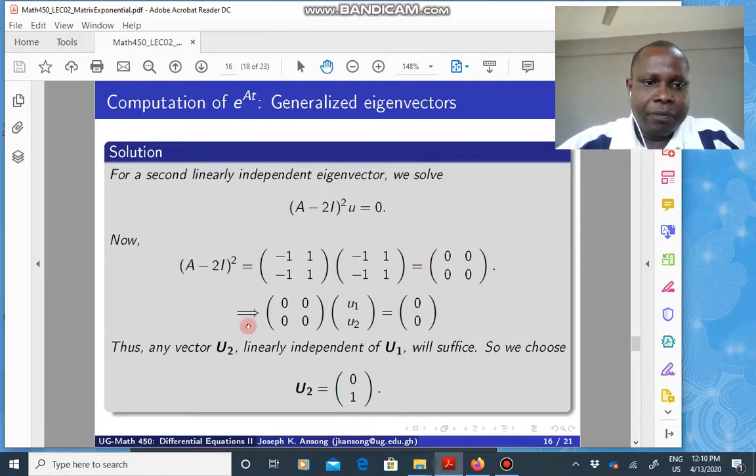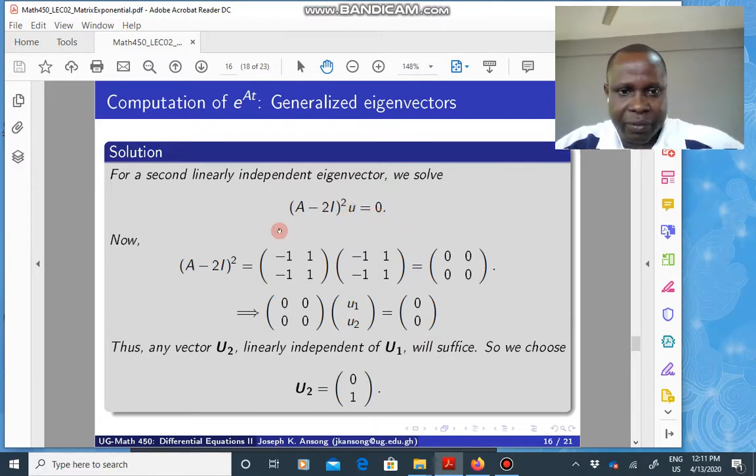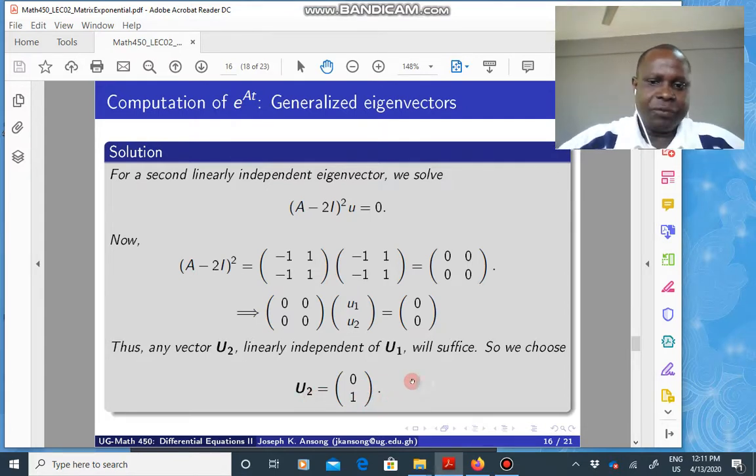Now for a second linearly independent eigenvector, this is what you solve. You now solve (A minus 2I) squared times u equals 0. Note that for a 2 by 2, we have a second procedure for doing that, which we have looked at. So compute this. Find the square of this, which in this case is just the 0 matrix, multiplied by your eigenvector that is equal to 0. This (u1, u2) is the capital U2, as I'm calling it here. So this says that any non-zero vector that is linearly independent of u1, the previous one, will suffice. So I can choose (0, 1) here, or (1, 0). So I have a second generalized eigenvector.